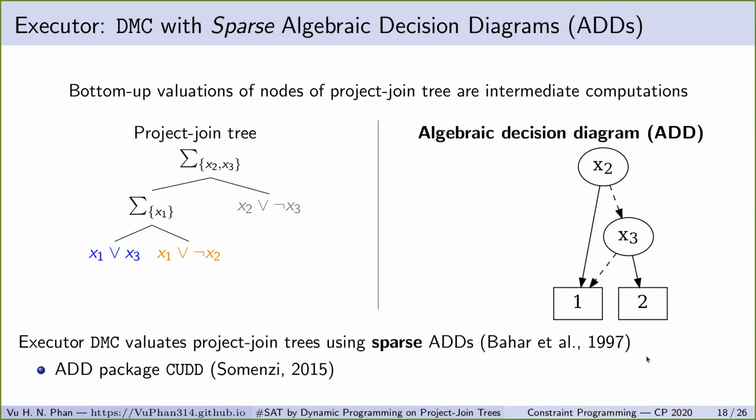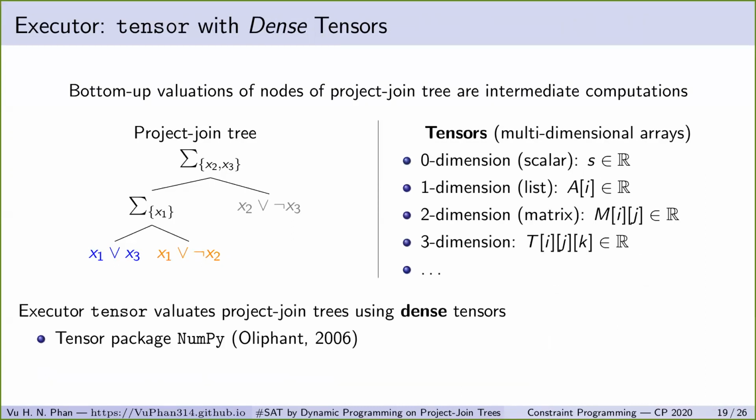ADDs are a sparse data structure because they take advantage of the logical structure of the pseudo-Boolean functions so that the representation is compact. In this work, we use the ADD package called CUDD. We switch to the second executor that uses tensors. In this context, a tensor is a multi-dimensional array. This includes a scalar, a list, or a matrix.